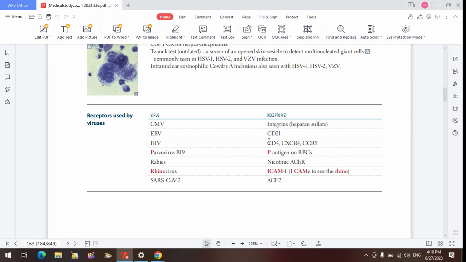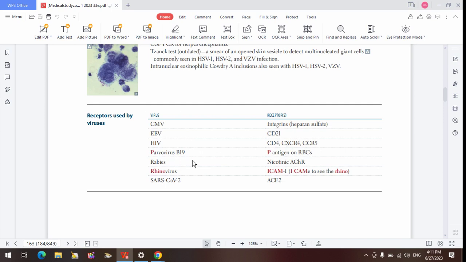So CMV uses integrin. Integrin is made up of heparan sulfate. EBV binds to CD21 receptors on B cells. That's how it enters and infects those B cells. HIV uses CD4, CXCR4, and CCR5. CCR5 is majorly in the macrophages. CXCR4 is predominantly in the T cells, and CD4 is also in the T cells. So that is why HIV typically affects both the macrophages and the T cells. That's that about HIV.